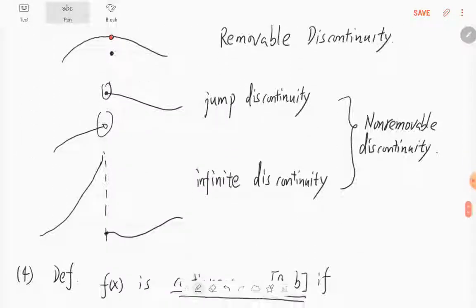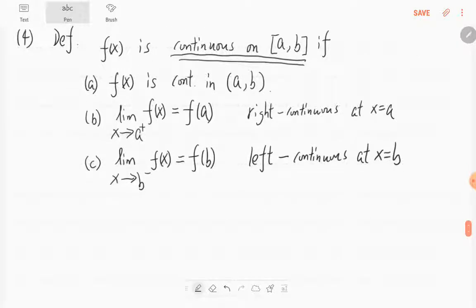This is the first thing: inside, f should be continuous at each point. What about the endpoints? For the left endpoint, you should be right continuous. That means the limit as x approaches a plus of f of x equals f of a. For the right endpoint, the function should be left continuous. So the limit as x approaches b minus of f of x should be equal to f of b.